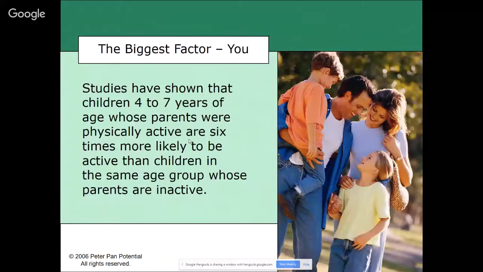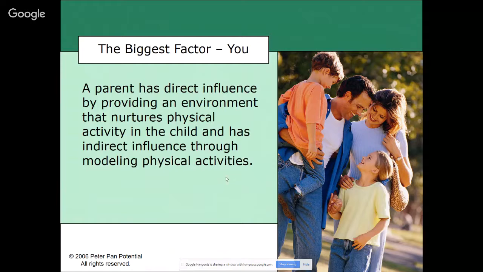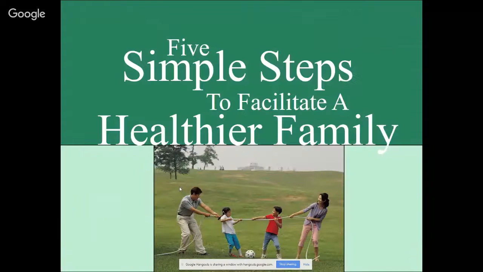The biggest factor, you. So studies have shown that children 4 to 7 years of age whose parents were physically active are 6 times more likely to be active than children in the same age group whose parents are inactive. A parent has direct influence by providing an environment that nurtures physical activity in the child, and has indirect influence through modeling physical activities. So, 5 simple steps to help facilitate a healthier family.